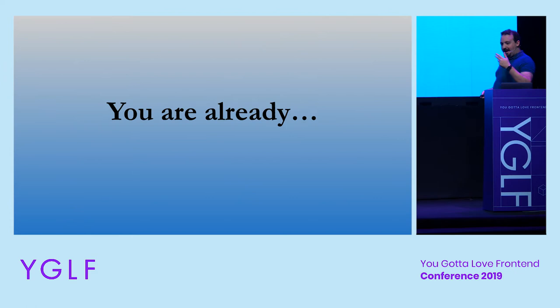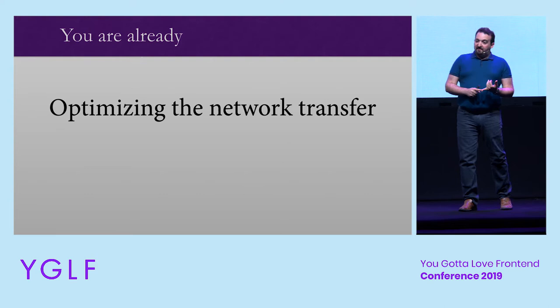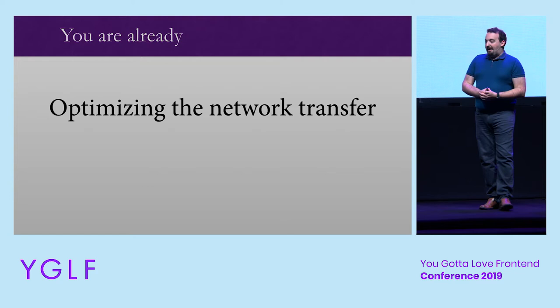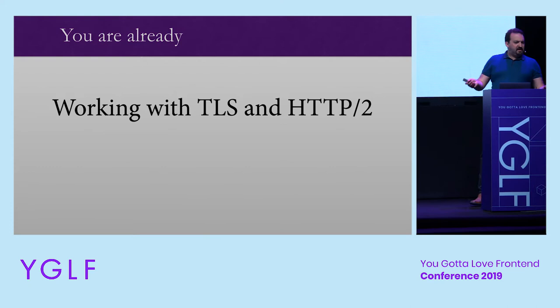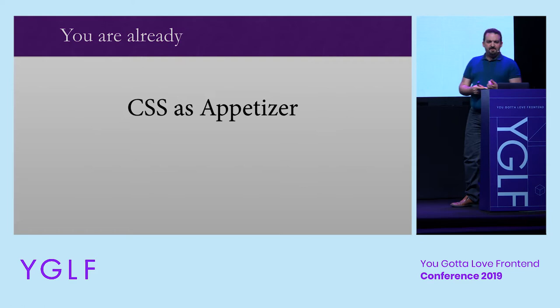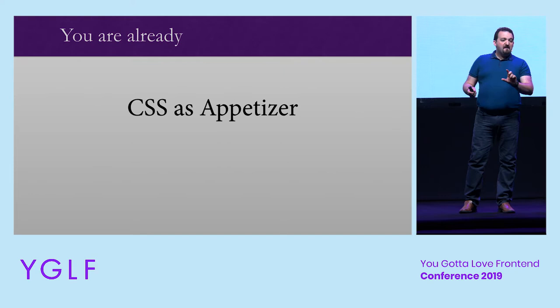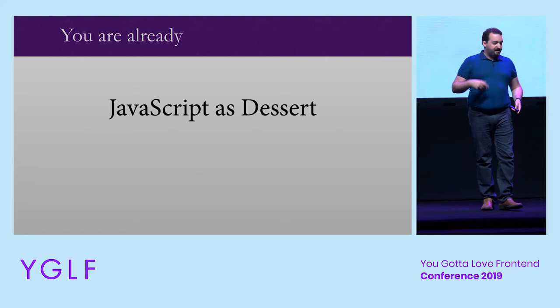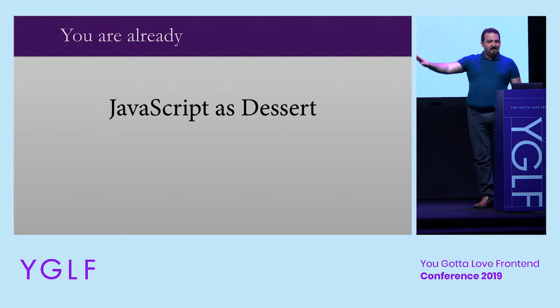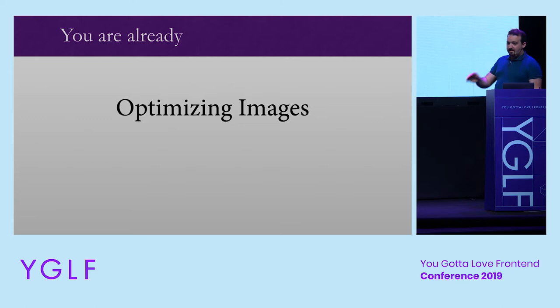And I also know that you're already doing a lot of stuff, such as optimizing the network transfer, like checking if GZIP is enabled for all your text-based requests and responses, including JSON, for example. You're also working with TLS and HTTP2. I'm pretty sure you're doing that. You're using CSS as appetizer, so as with most appetizers, it should be small, okay? And before the main meal, that's the whole idea. And you're using JavaScript as dessert, okay? So also small, and at the end. I'm sure you're doing this. And you're also optimizing images. This is plain basic web performance optimization.